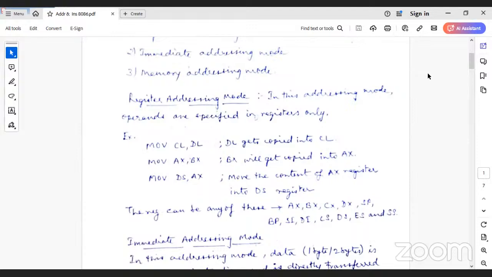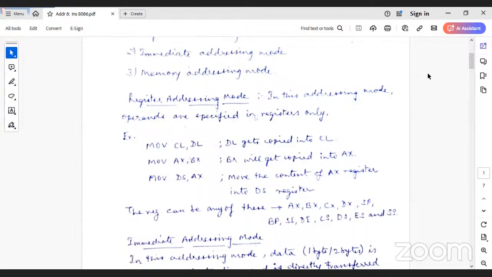So syntax will be operation code, destination, source. So the first register in the instruction will be destination. The second one will be source. This is the same in 8085 also. Now one more thing you can remember here is that CL and DL both are only 1 byte registers.